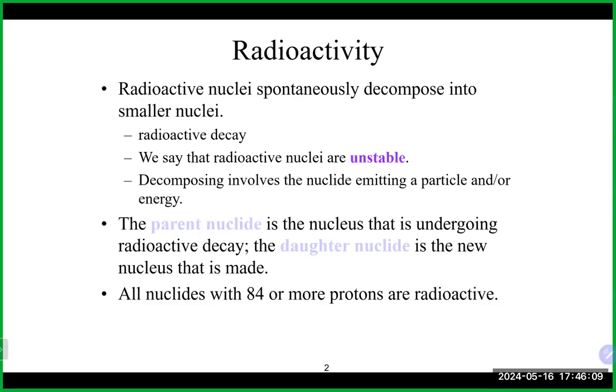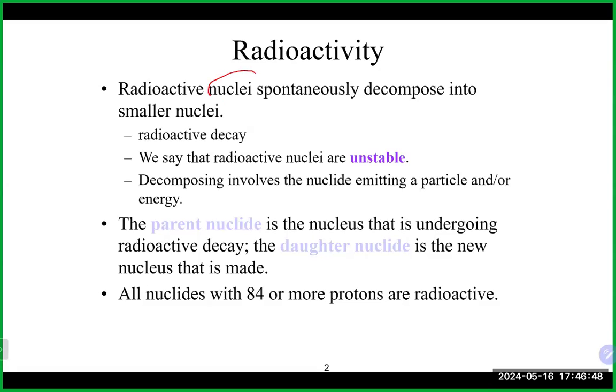Radioactive nuclei will spontaneously decompose into smaller nuclei, and that's what's really known as radioactive decay. And we say that something is radioactive if it is unstable. The decomposing does involve the nuclide emitting particles and also some type of energy associated with it. Now, nuclear processes are different, as we'll talk about, than chemical processes. We do make new things as a result of radioactive decay.